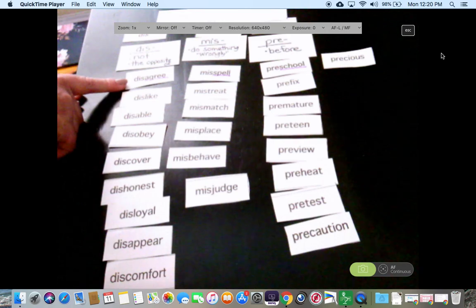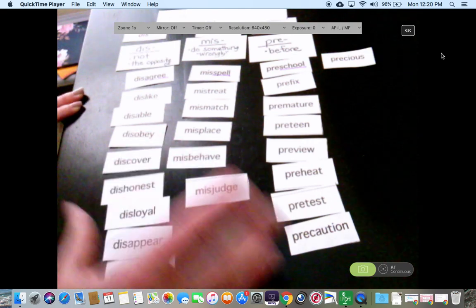Again, use your information about how the prefix is used in other words to help you figure out new challenging words.